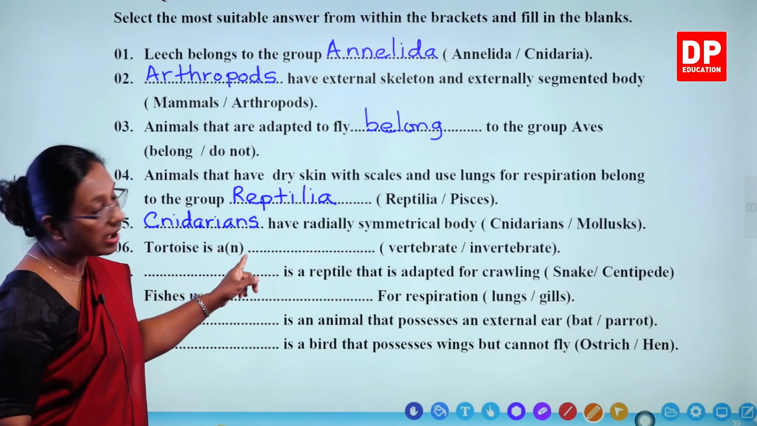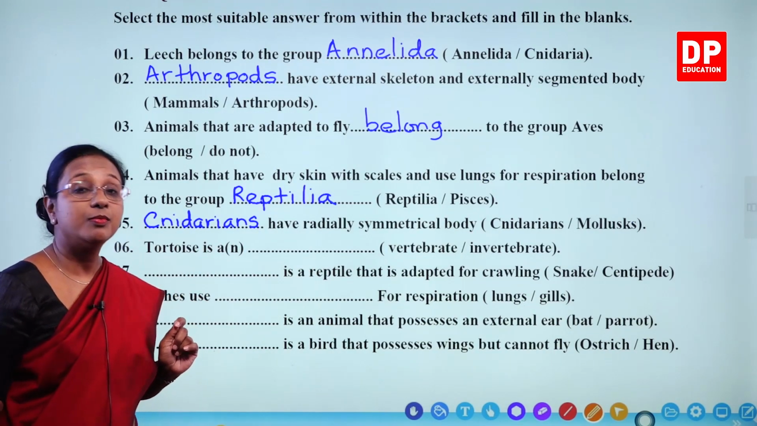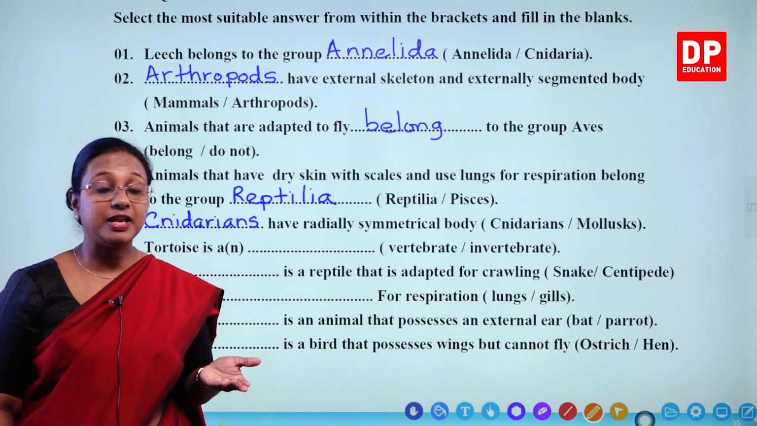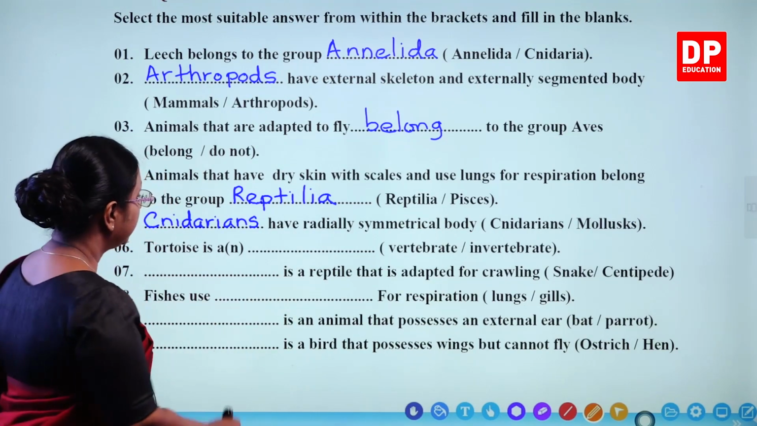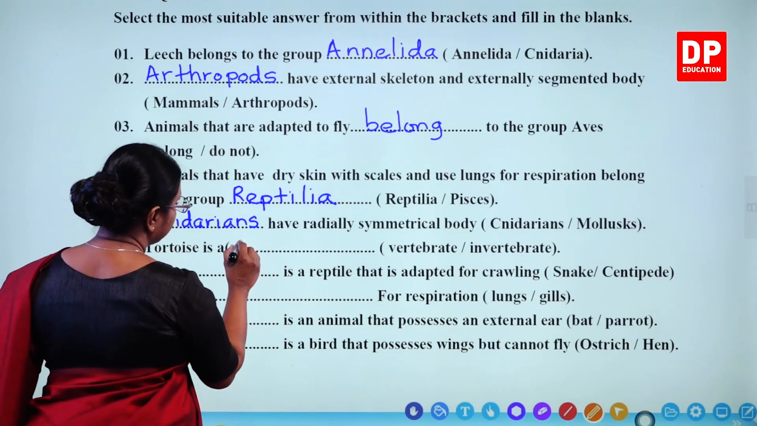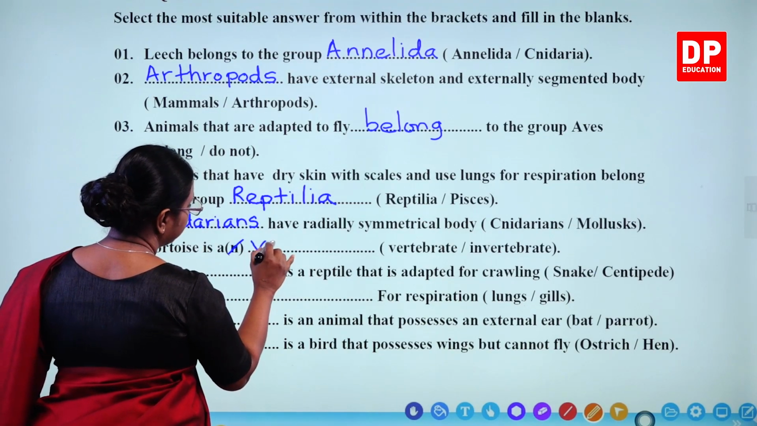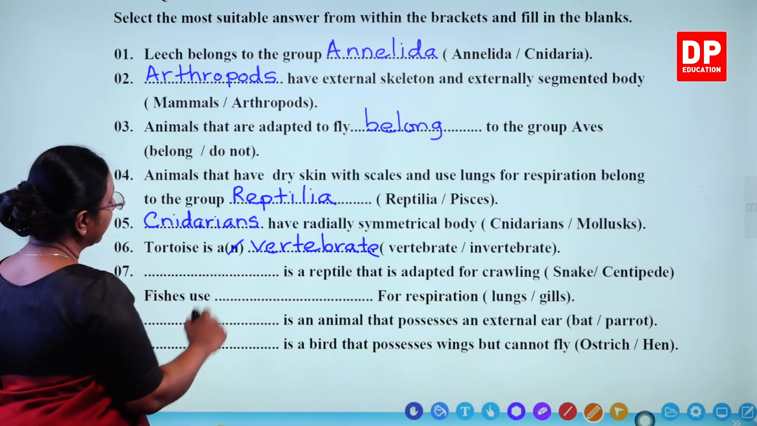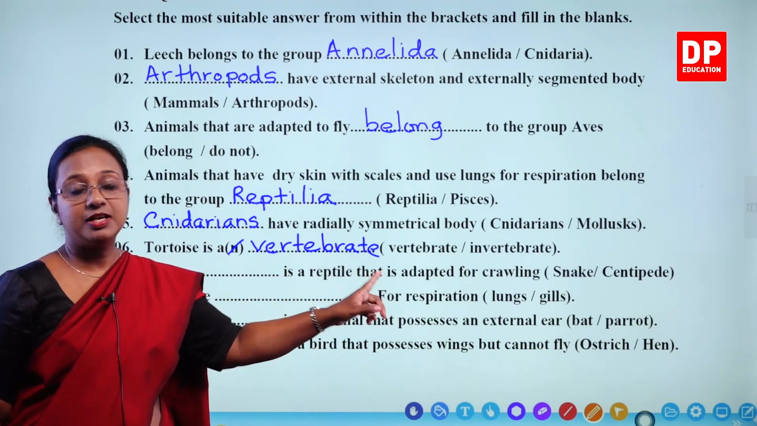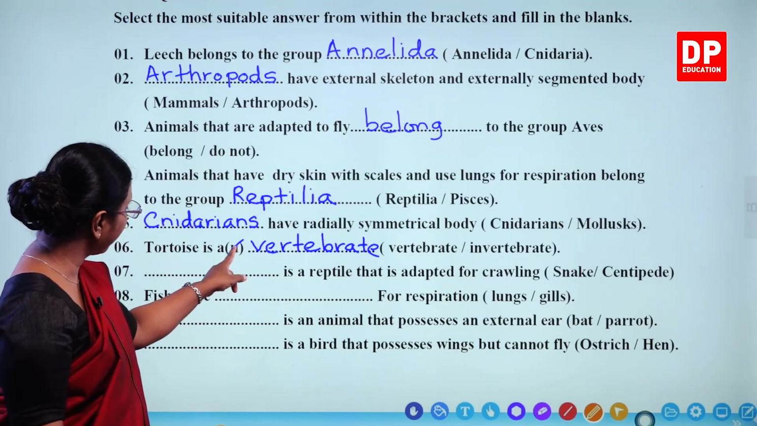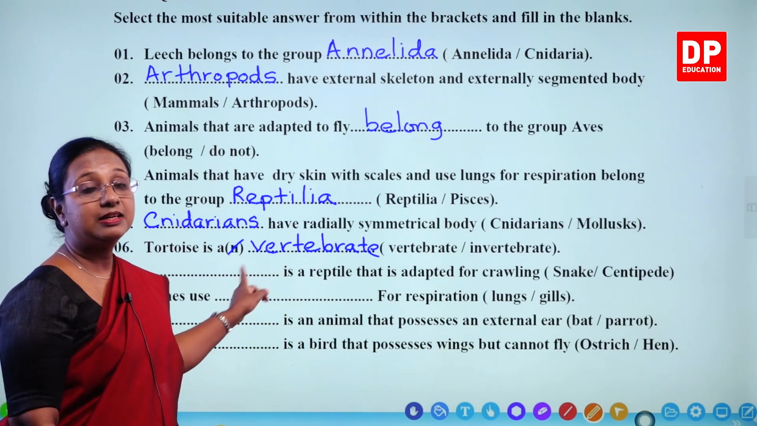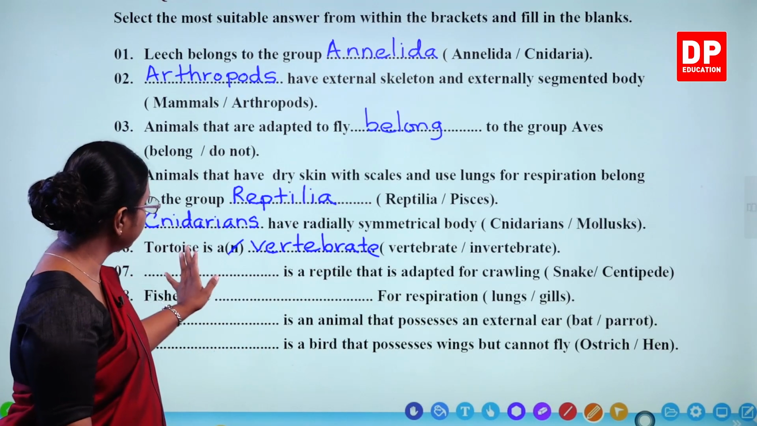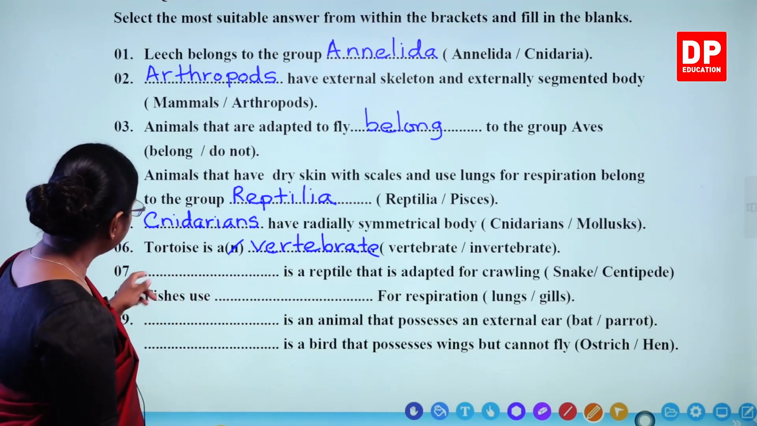Then the next one. Tortoise is a or an. Vertebrate, invertebrate. What is a tortoise? Tortoise is a reptile. So it is a vertebrate. It has a vertebral column. Tortoise is, so we don't need the N, vertebrate. Now if it had been tortoise is an invertebrate, since we didn't have that only, that is why they have given this A and N. A vertebrate and invertebrate. So here the answer is tortoise is a vertebrate.